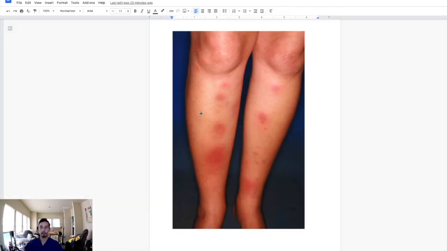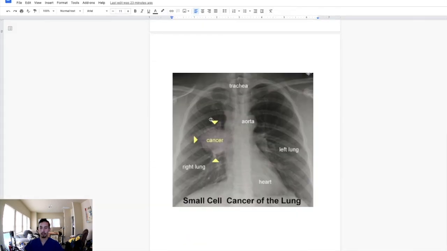And we have an image here. So this is a chest x-ray. It's hard to see cancer on chest x-rays. This is a pretty exaggerated picture, but basically you have air obviously coming down and then you have a cancer blocking here.